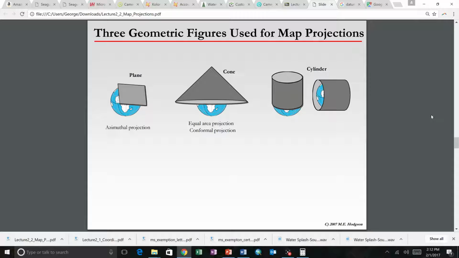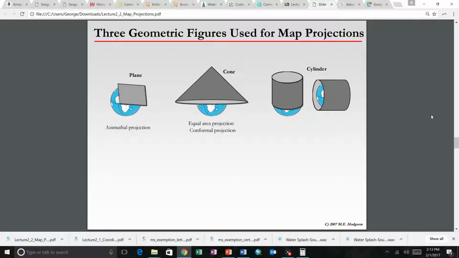And a cylindrical projection, though, can be oriented like this, which is actually how the Mercator projection is oriented, or it can be oriented like this. Now, if it's oriented like this, it would look really weird. Can you imagine putting a light source in the middle of the Earth and projecting outward?